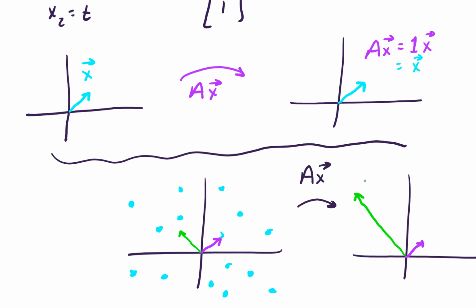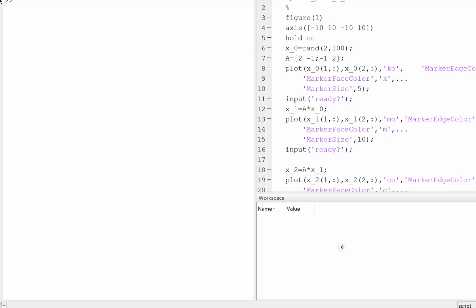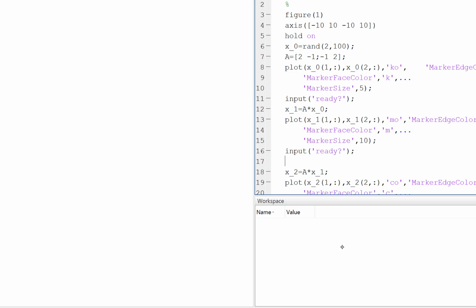Well, what's really interesting is you find that after repeated applications of matrix A, they start to coalesce along these directions of the eigenvectors. And to show you that nicely, I'm going to hop over to MATLAB. So we're in MATLAB, and I have a script here. The details of the script are not as exciting as what it does. So let me run the script so we can see what it does.